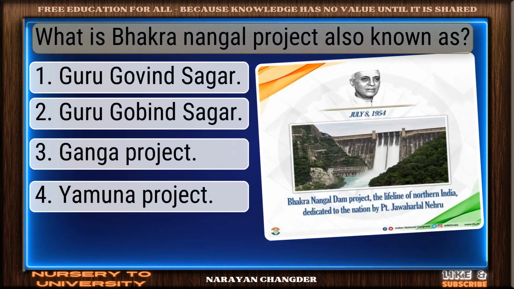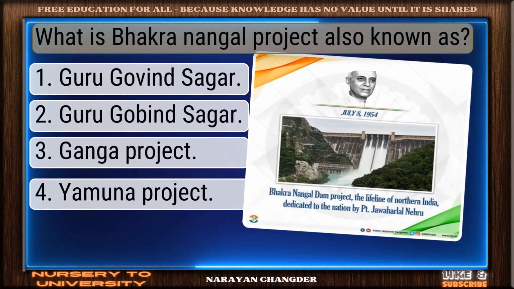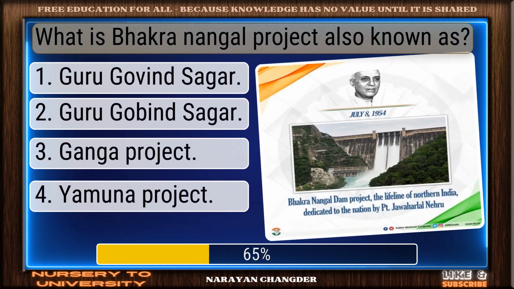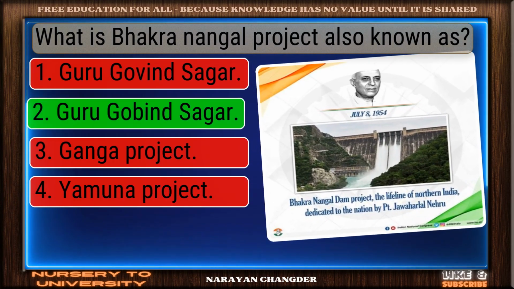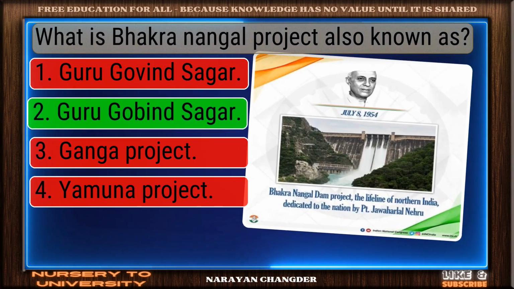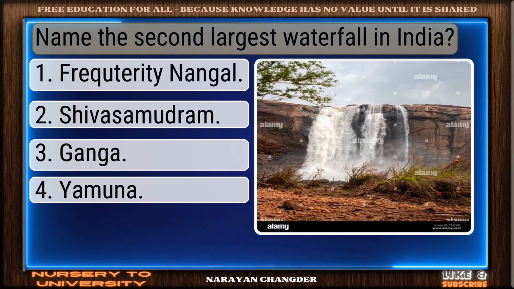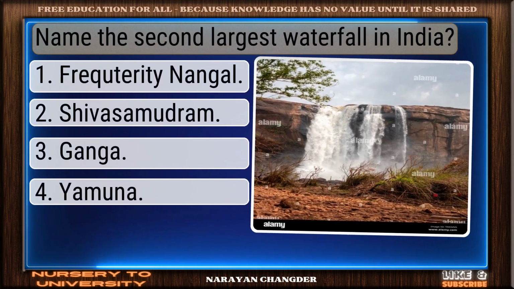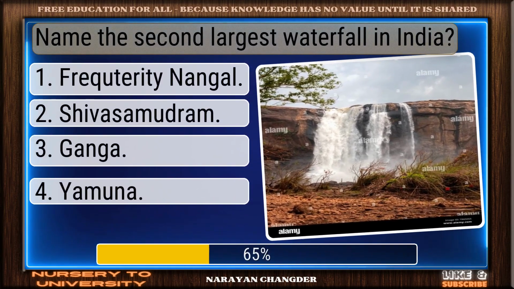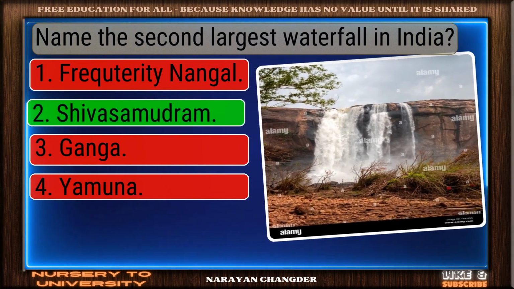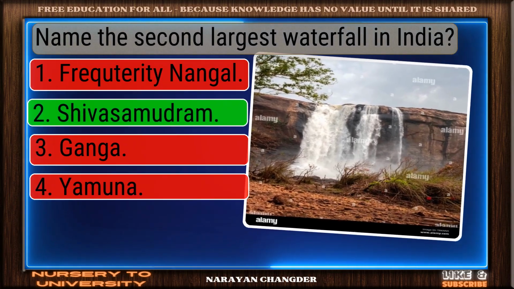Question number 139. What is Bakran Angle project also known as? Nice work. You chose Guru Gobind Sega, and it is correct. Question number 140. Name the second largest waterfall in India. Valid point. Shivasamudram is true.